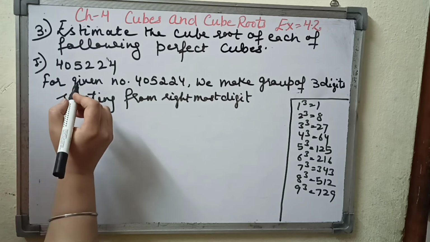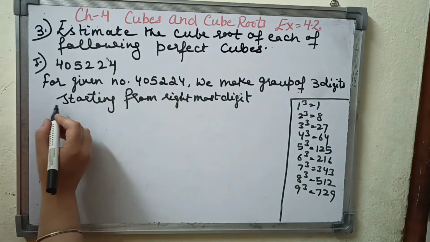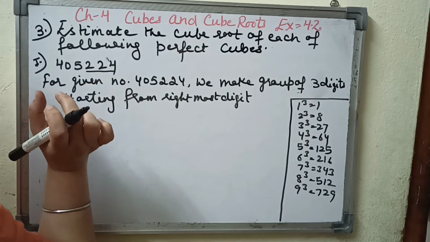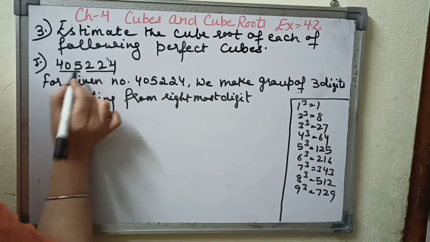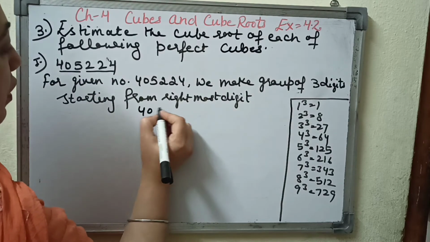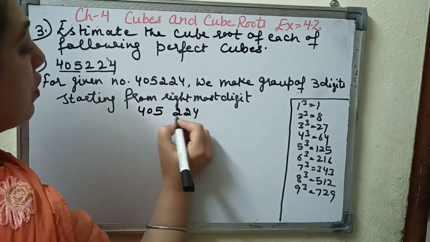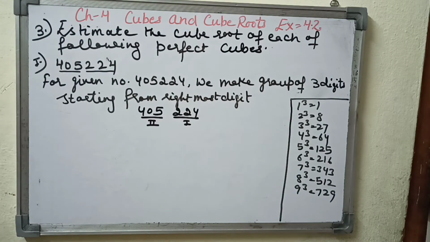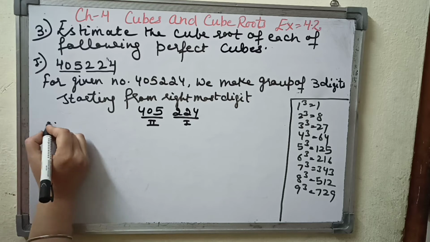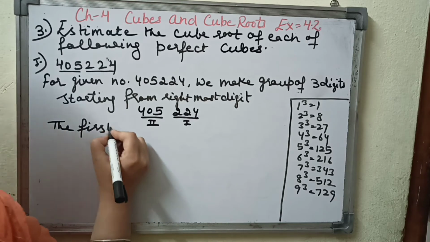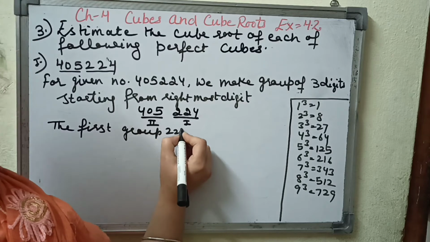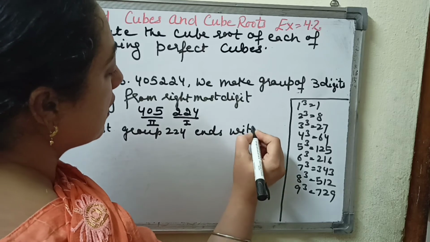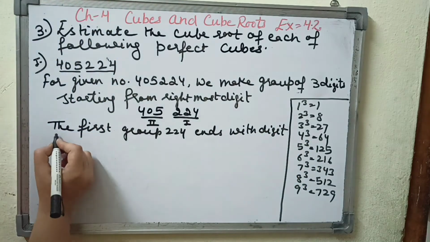For this, first of all, for the given number, we make groups of 3 digits starting from the rightmost digit. That is 224, make the group of 3 digits, first group, and the remaining 405, second group. That is, we write it as 405 224. This is your first group and this is your second group. Now, the first group 224 ends with the digit 4.